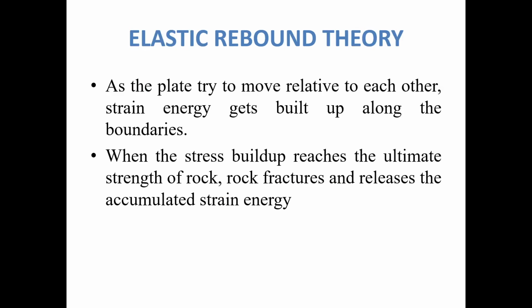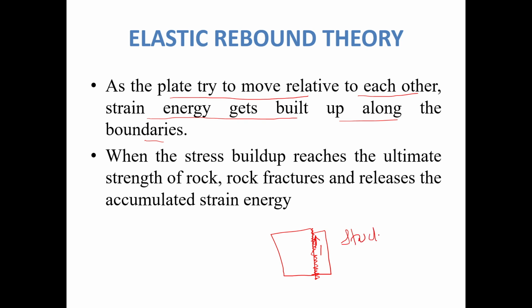And that is what elastic rebound theory explains us, that as the plates try to move relative to each other, strain energy gets built up along the boundaries. Means what? Here we have seen that there are two plates, okay, and this is their boundary. But that boundary is not smooth, it is rough. So one plate may get stuck while moving. When it gets stuck, the strain energy goes on building along this boundary, and when the stress built reaches the ultimate strength of the rock, it fractures and releases the accumulated strain energy.